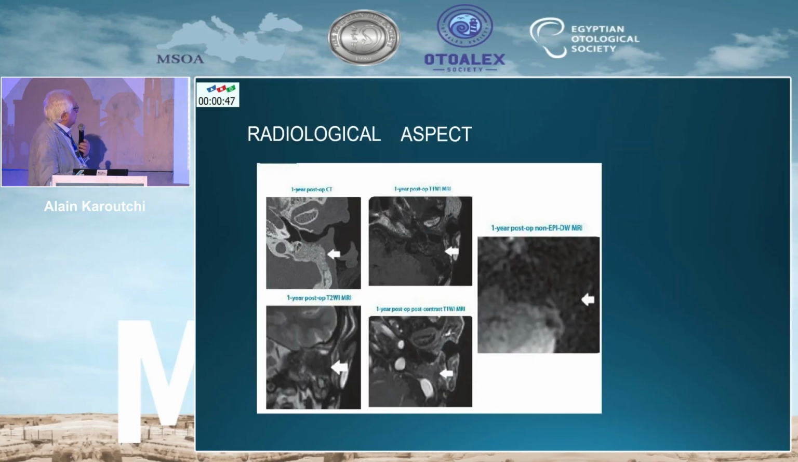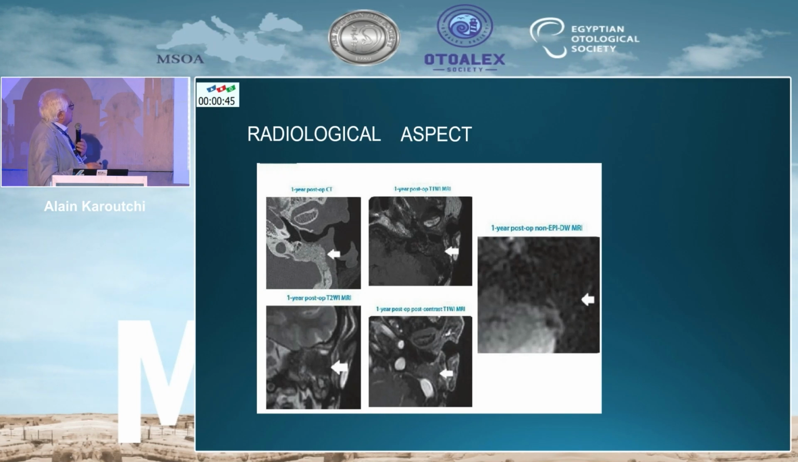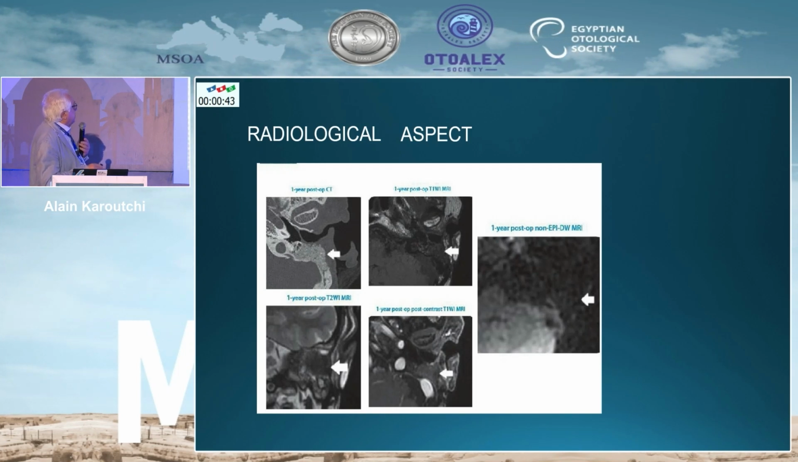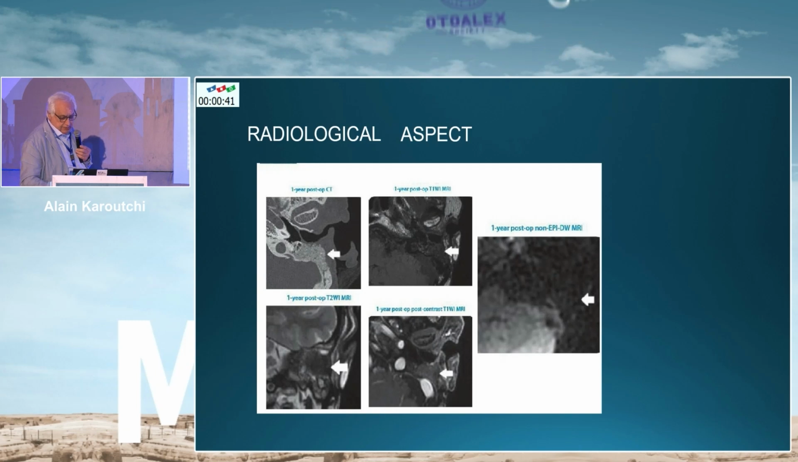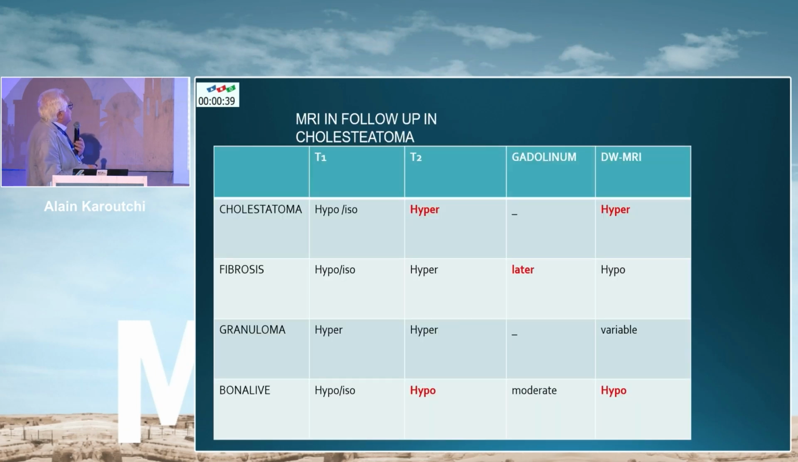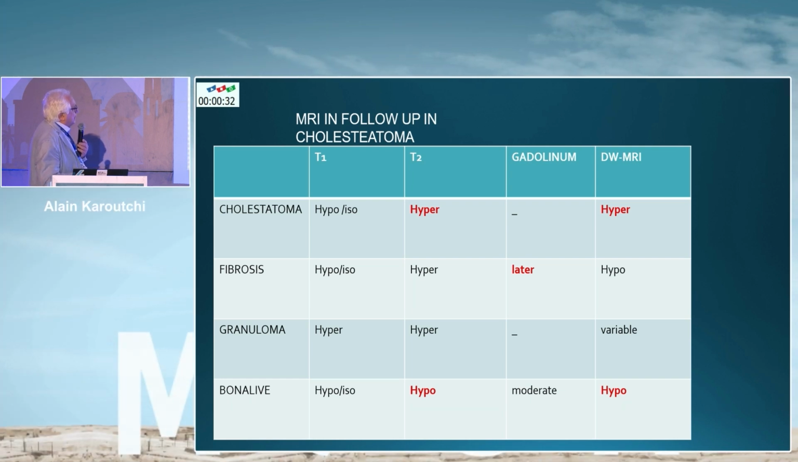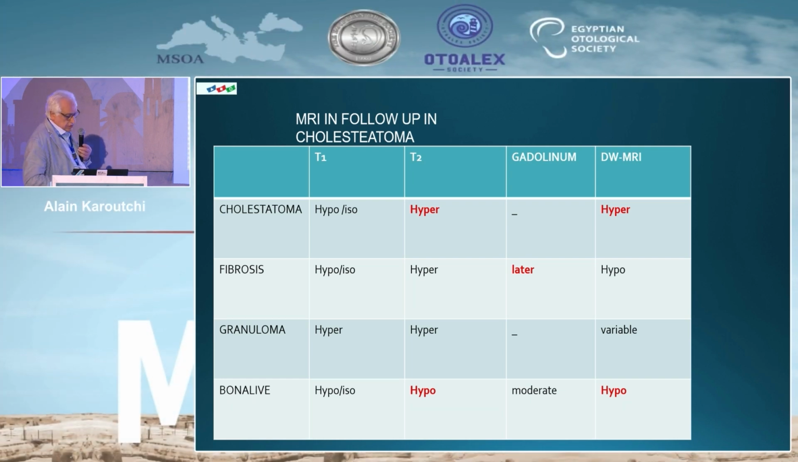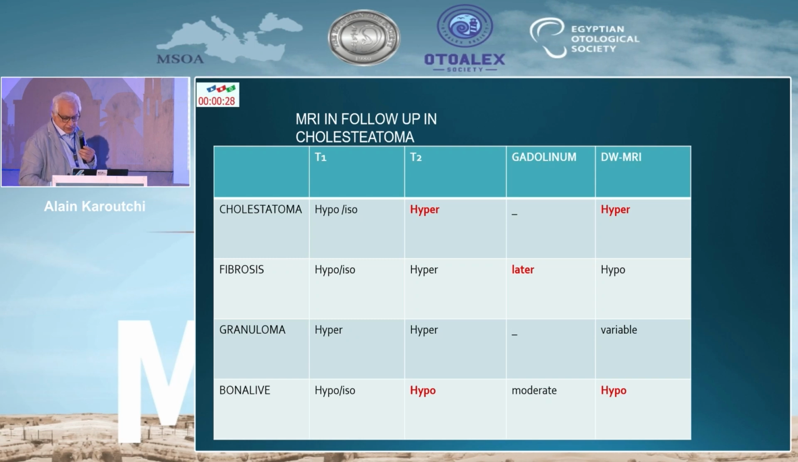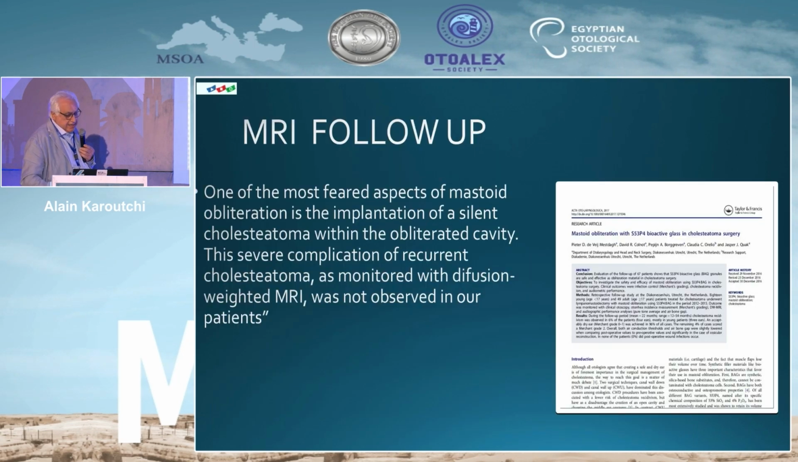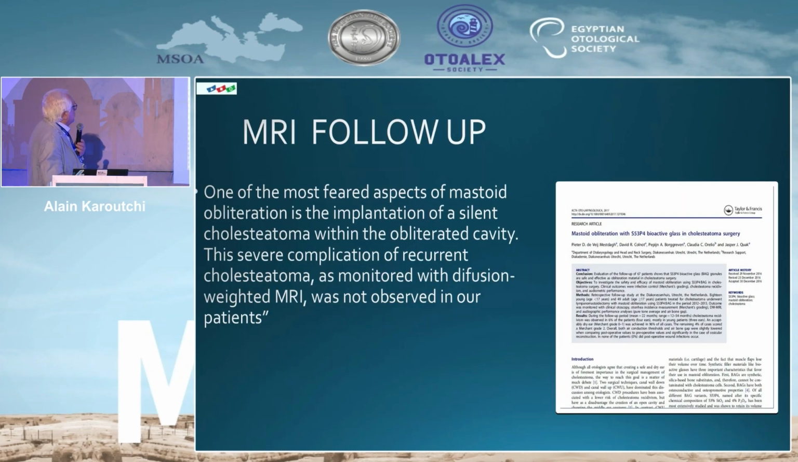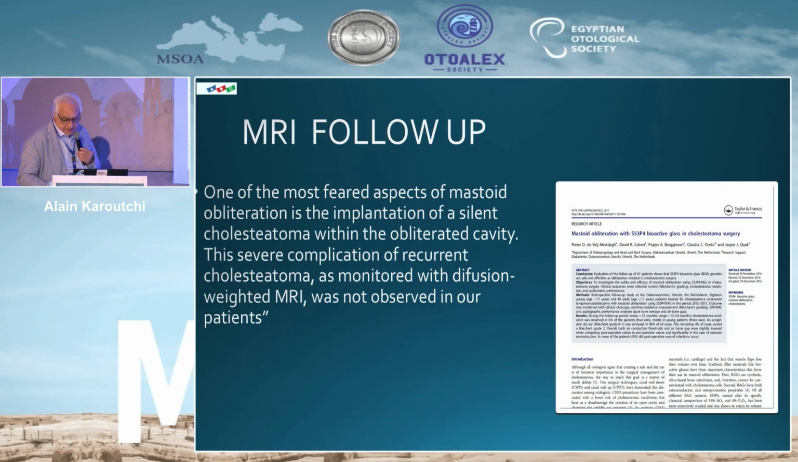And the most important, and I finish with that, is that it is necessary to have a follow-up with MRI, because with MRI you can see very well on T1 the cholesteatoma and the bone alive. With diffusion-weighted MRI, you have a hypersignal for cholesteatoma, and with bone alive, you have only hypo. And like this, your follow-up will be better. And in my series of more than 50 years, I have no problem with the silent cholesteatoma.